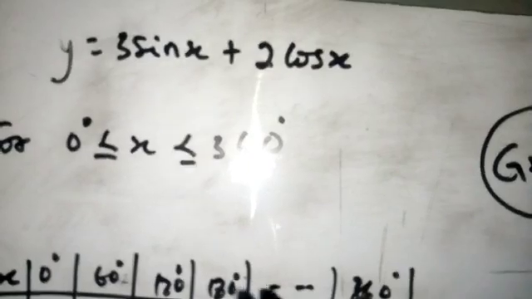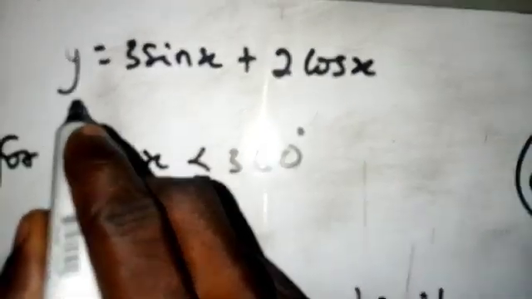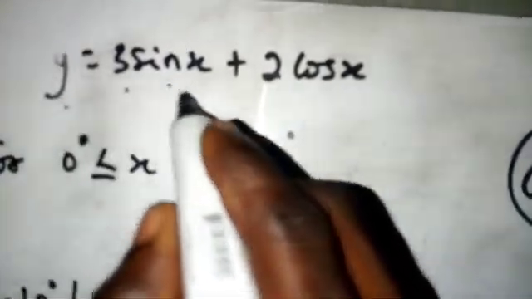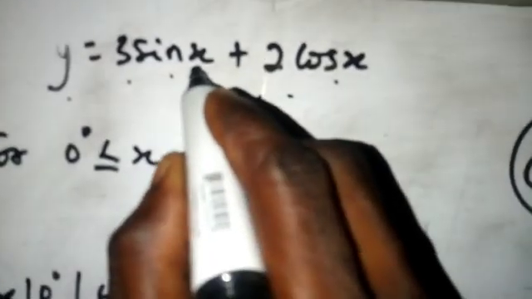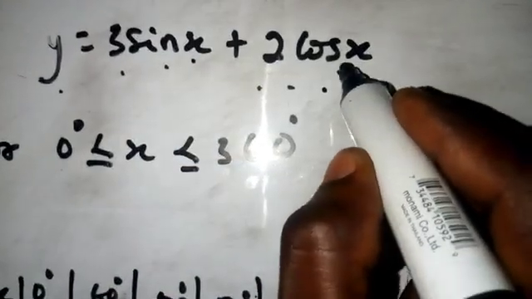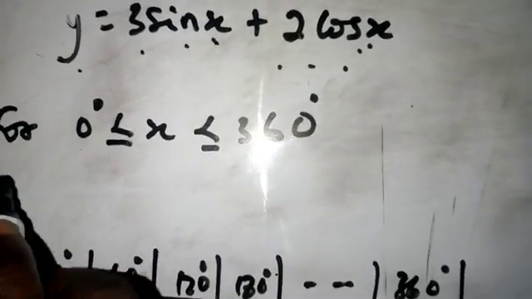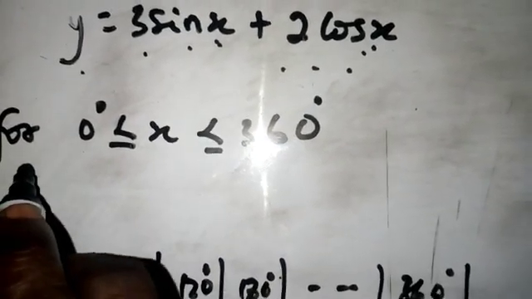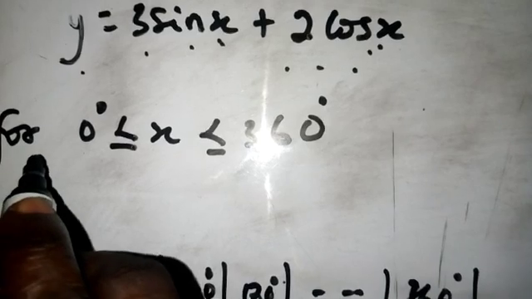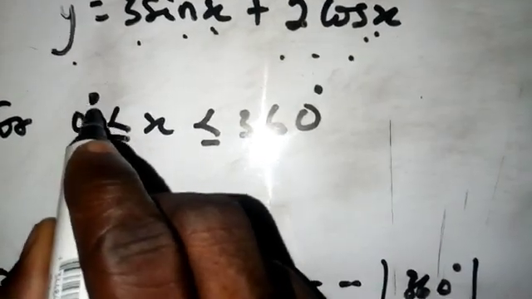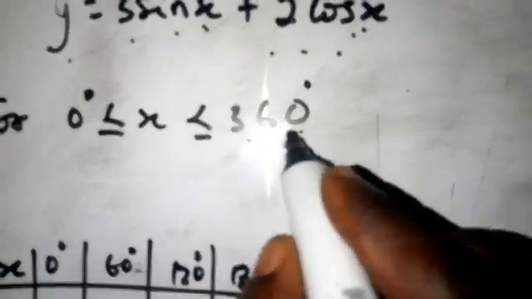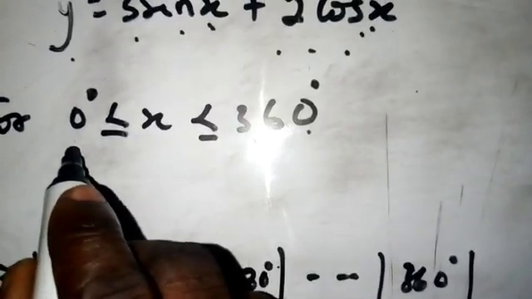Now look at this question here. Under trigonometry, you are given that y equals 3 sin x plus 2 cos x. So the X here is what you are going to the shop with, the amount, and then you are told that the only amount you can bring to that shop should start from 0 degrees and go up to 360. You cannot have anything less than this.